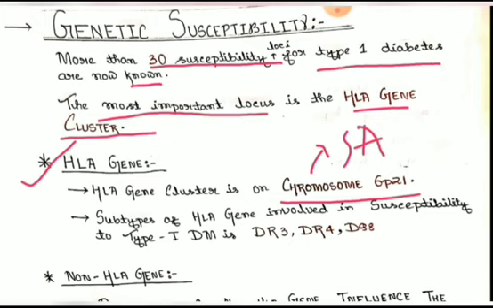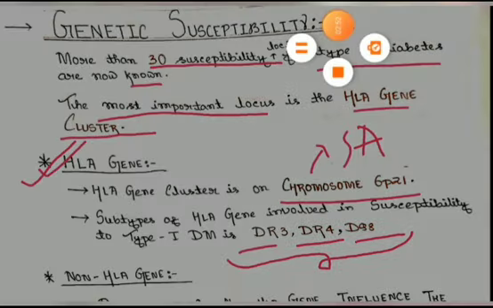Now the subtypes of HLA gene which are mainly involved in the susceptibility for type 1 diabetes mellitus are DR3, DR4 and DQ8. These are the important subtypes involved in the susceptibility for type 1 diabetes mellitus. So this is about the HLA gene.